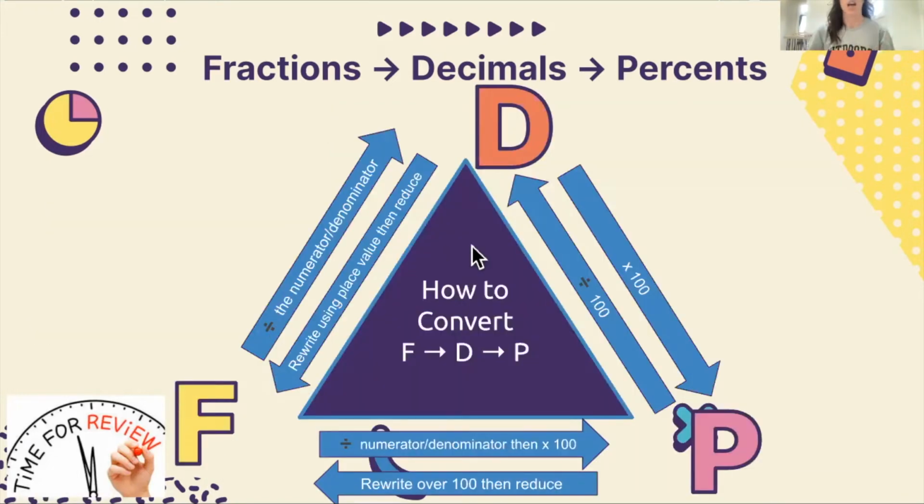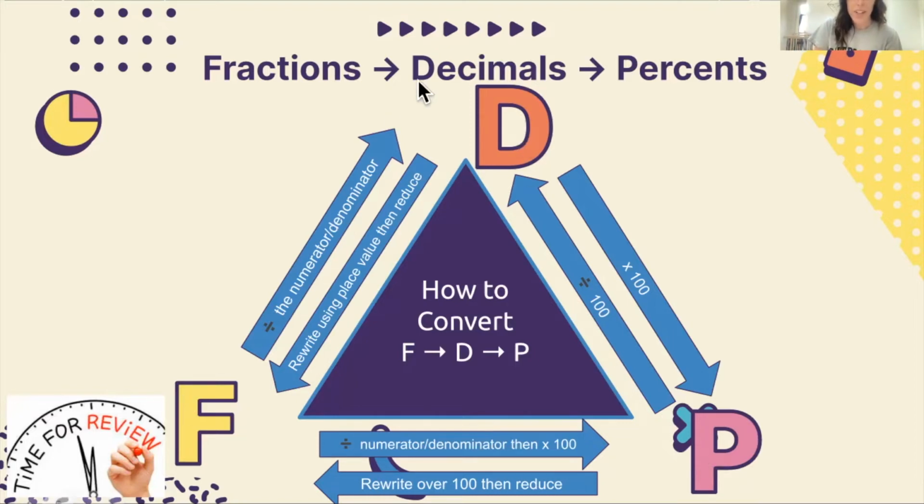Okay, perfect. So that should have been a review on how to convert fractions, decimals, and percents. Another graphic that I really like is this little triangle. So if I'm going from a decimal to a percent, I multiply by 100. If I'm going from a percent to a decimal, I divide by 100, so I do the opposite.